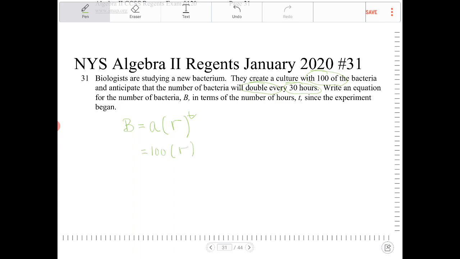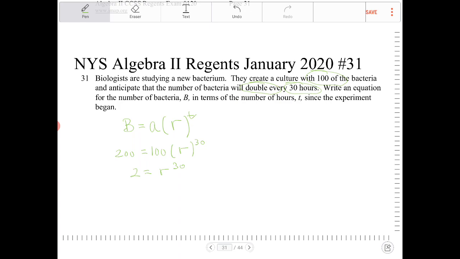I don't know what R is, I'm just going to call it R, but I do know that in 30 hours, I'm going to have doubling of what we started with, so that's B has to be 200. Let's divide both sides by 100. I end up with 2 is equal to R to the 30th.